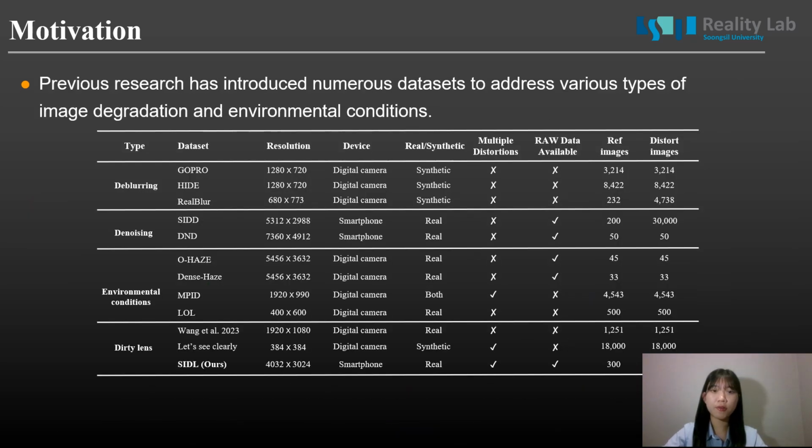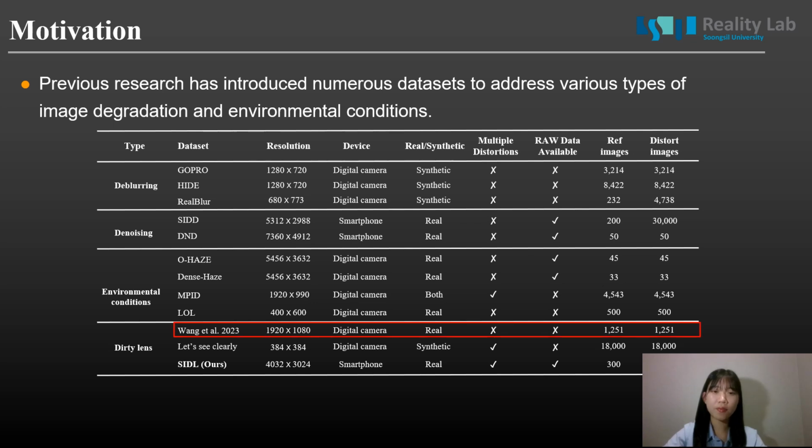Previous image restoration research has introduced numerous datasets to address various types of image degradation and environmental conditions. These datasets cover traditional tasks like deblurring and denoising, as well as environmental factors such as haze and low-light scenarios. For the dirty lens problem, two datasets have been introduced.